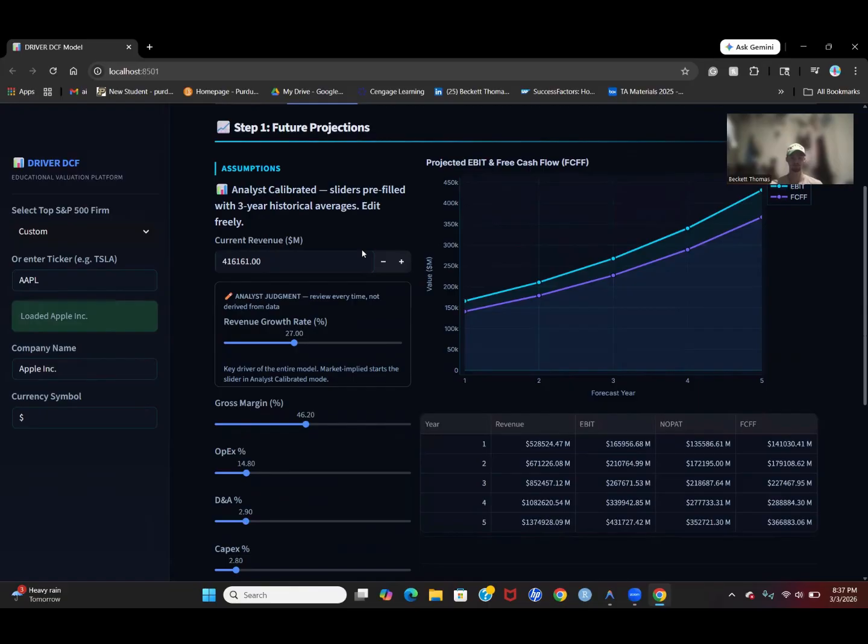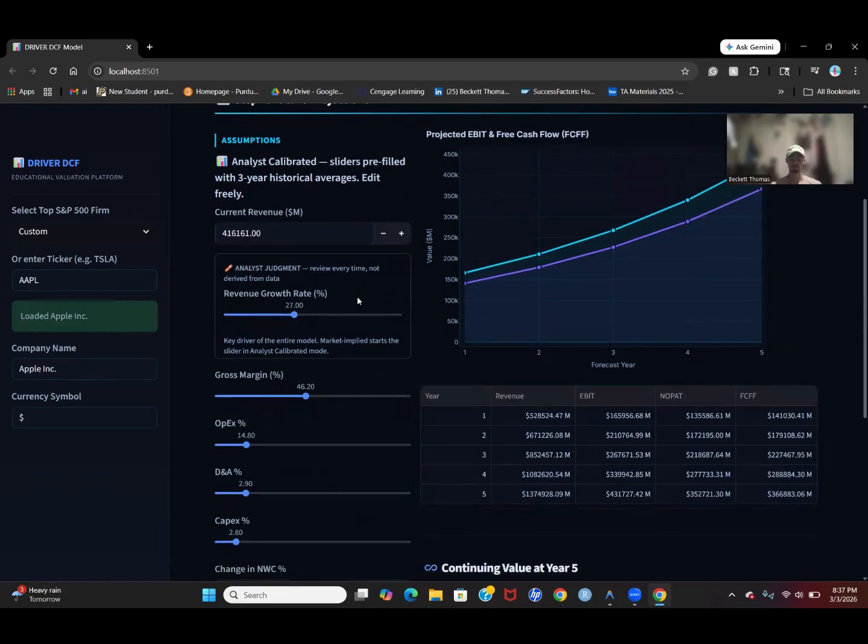The revenue growth factor. I've set this using the analyst calibrated pathway, which starts this slider at the market implied growth rate from the Reverse-DCF. For Apple, that's about 27%. This means the market is pricing in this level of growth. You can agree or disagree, and that's the analyst's job.